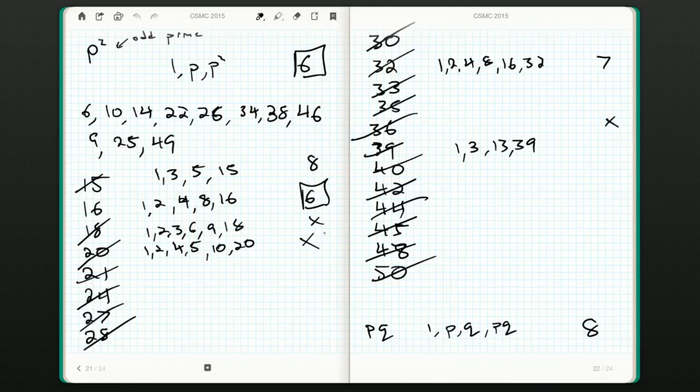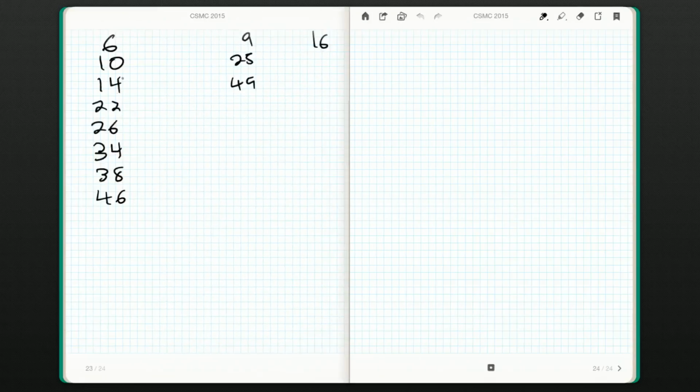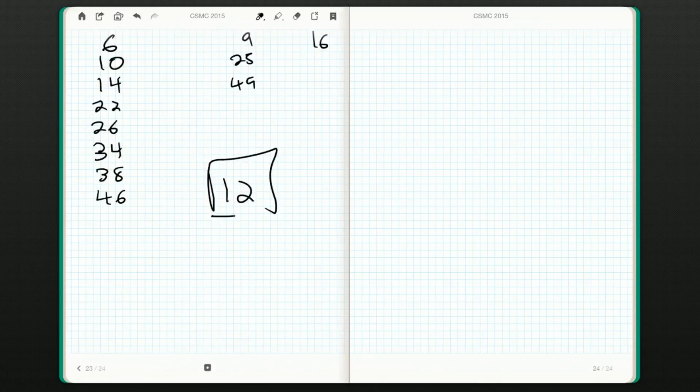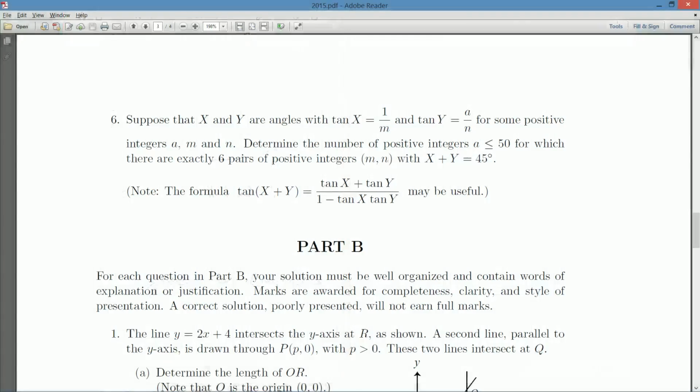Nope, we're good. So there's 8 in the first list, 3 in the next list, and 1 in the next list. So it should be 12 values of A give 6 pairs MN. Ooh, okay. So I think that should be the answer.